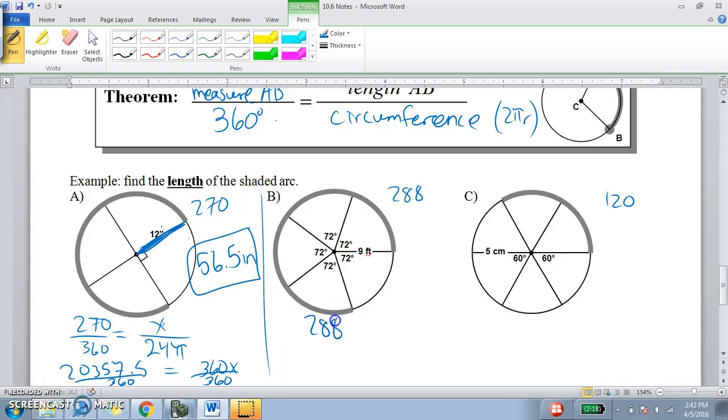I know my angle is 288, so I compare 288 to 360. My radius is 9, so I take 9 times 2, 18 times pi, for the circumference. Whoops, that needs to go on the bottom. Sorry, circumference goes on the bottom. So 18 pi. And then x, we're trying to find our arc length, so that goes here. Same thing, cross multiply.